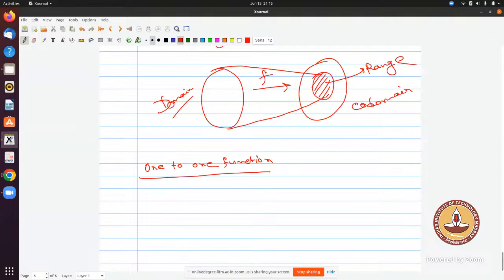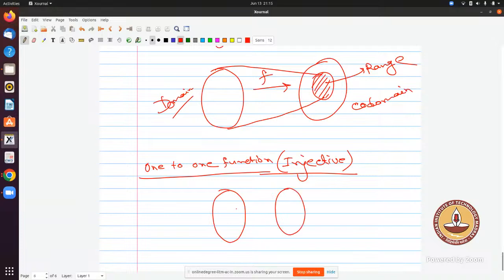Injective, sir. This is called injective. That is called onto function, which is surjective. I will come to that later. Surjective, yes, sir. What does a one-to-one function do?